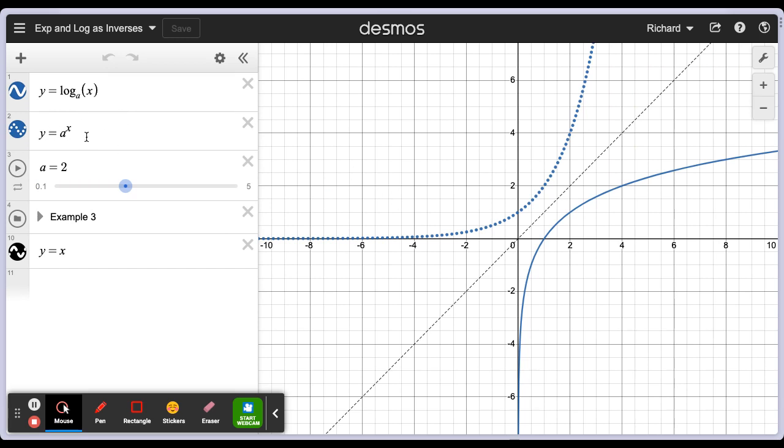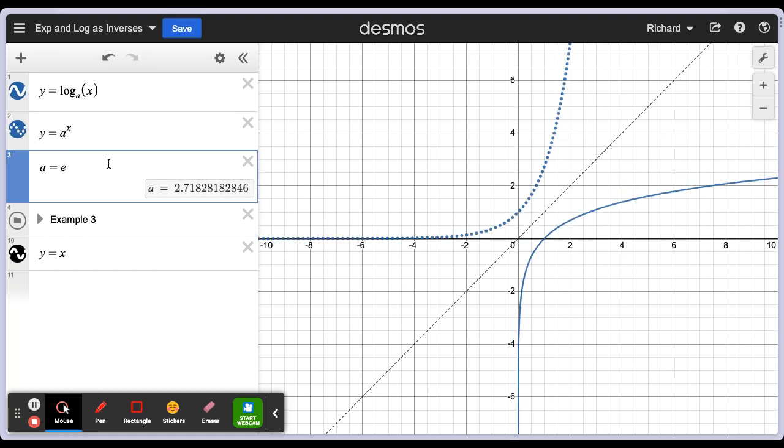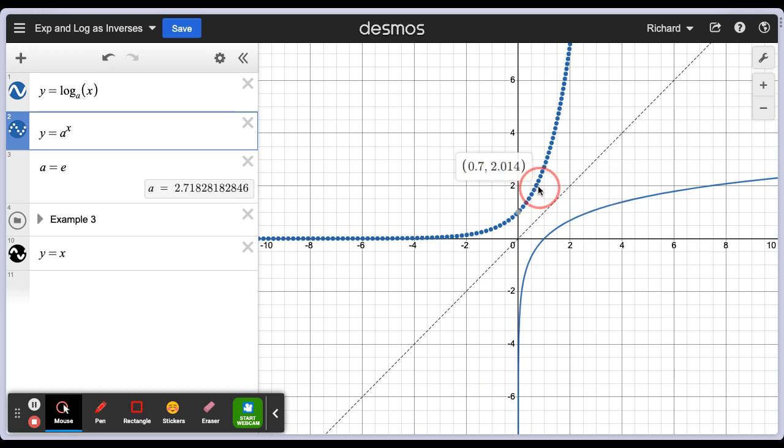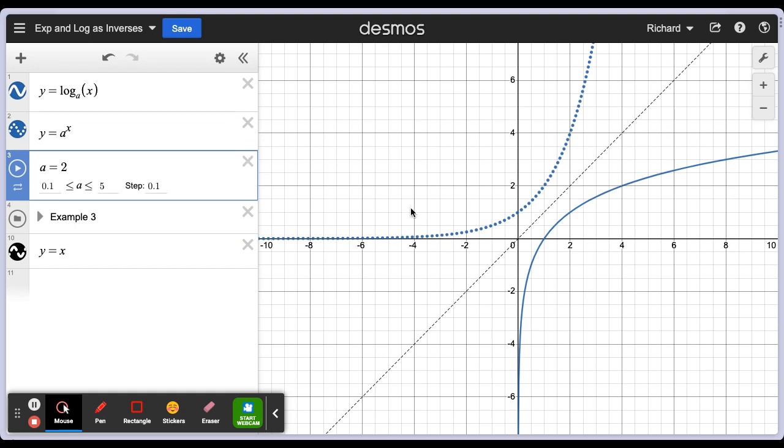So I've just got a to the x here, and I've got a equal to 2, but it didn't matter, right? I could have made a equal to e, and it's going to be basically the same shape. There's the value of e for the rowers, 2.718281828..., it goes on forever. So that's what a is. Sometimes it gives us exacts. So I'll just make it back to 2 just for the sake of illustration, but we've got this reflection happening.